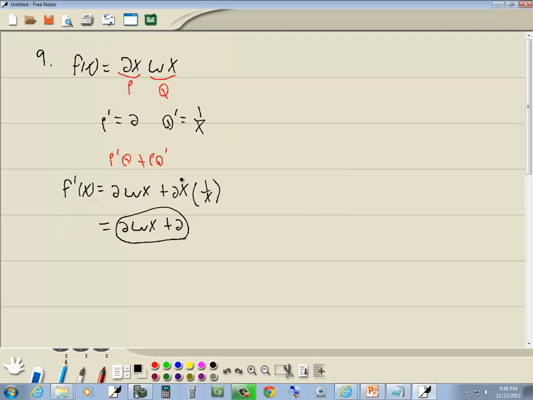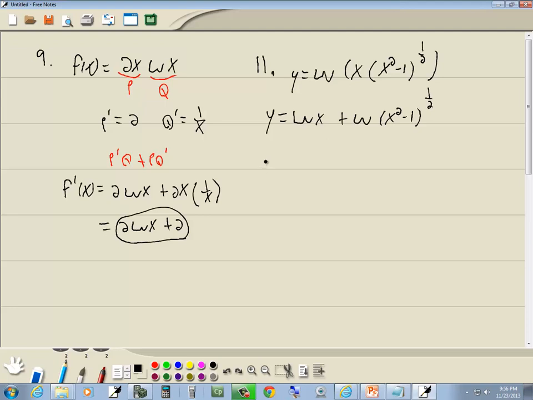And number 11. We've got y is equal to natural log of x, and I'm going to go ahead and put this in radical form. So we've got x squared minus 1 to the 1/2 power. Well, multiplication becomes addition, so I can rewrite this as natural log of x plus natural log of x squared minus 1 to the 1/2. And if you've got a power and you've got logs, remember you can take that power and put it out in front of your log.